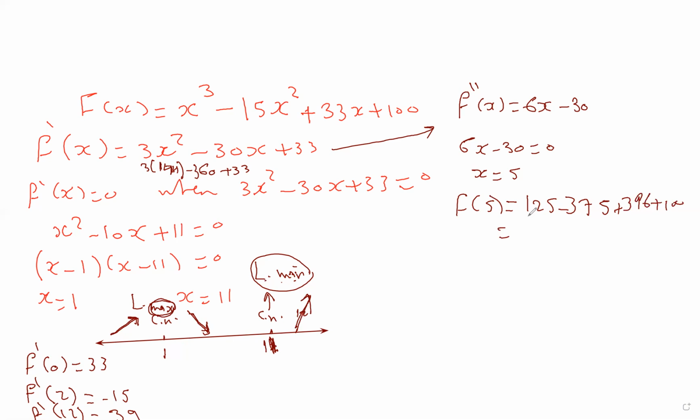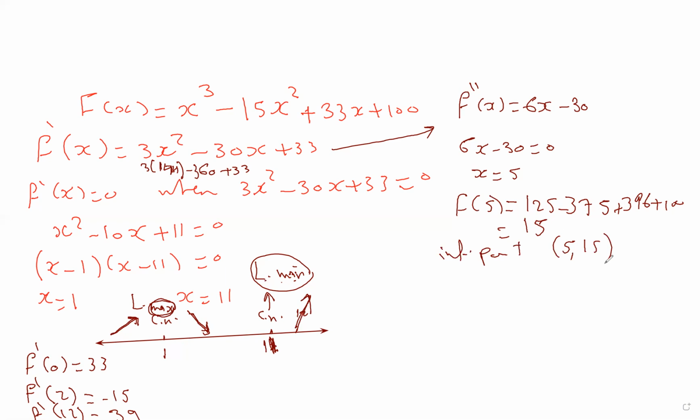125 minus 15 times 25 plus 33 times 5 plus 100 from the original one. It will be, again, it will be 15. So the inflection point will be 5 and 15. Okay? After substituting in the original one.